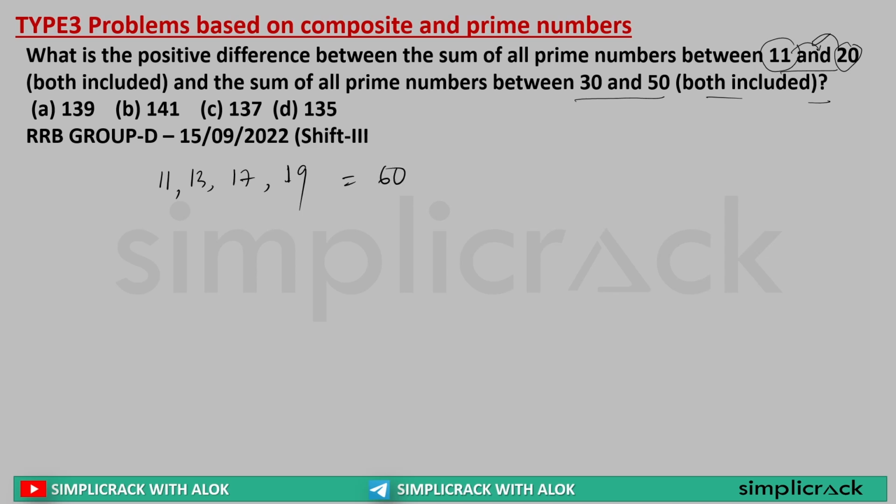Clear? Yes or no? Yes. Now, what are the prime numbers between 30 and 50? Sir, prime numbers 31, 37, 41, 43, 47. Yes or no?